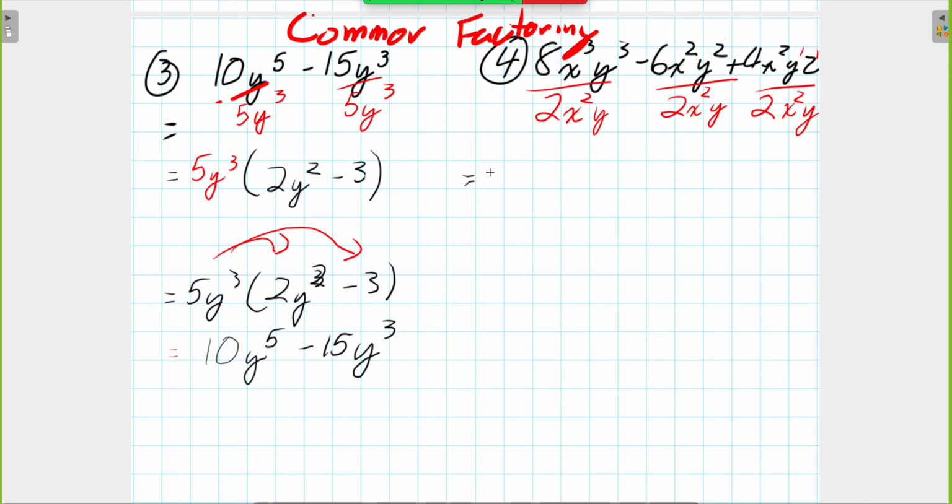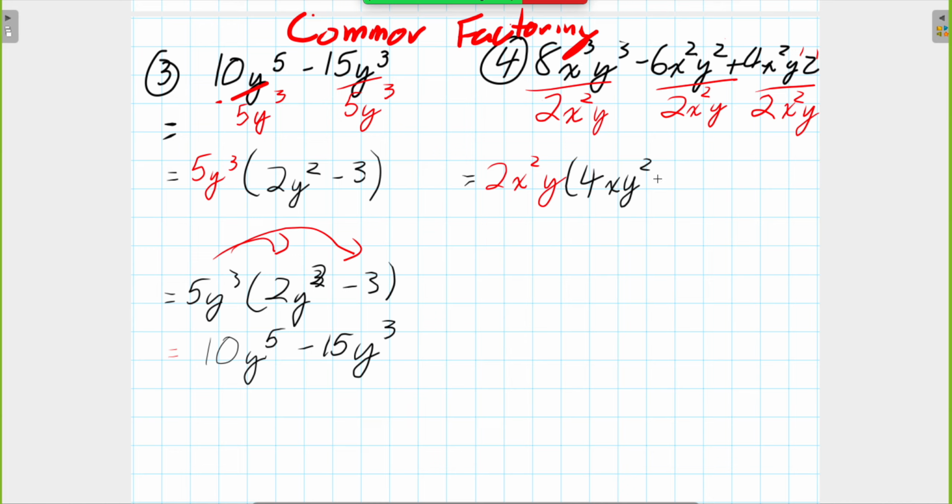So we'll write it first, the 2x squared y. And we just got to methodically go through the division process here. 8 divided by 2 gives us 4. X cubed divided by x squared is just x because we subtract the exponents. 3 subtract 2 is 1. I don't have to write the 1 in. Y cubed divided by y is y squared. So that's our first term.